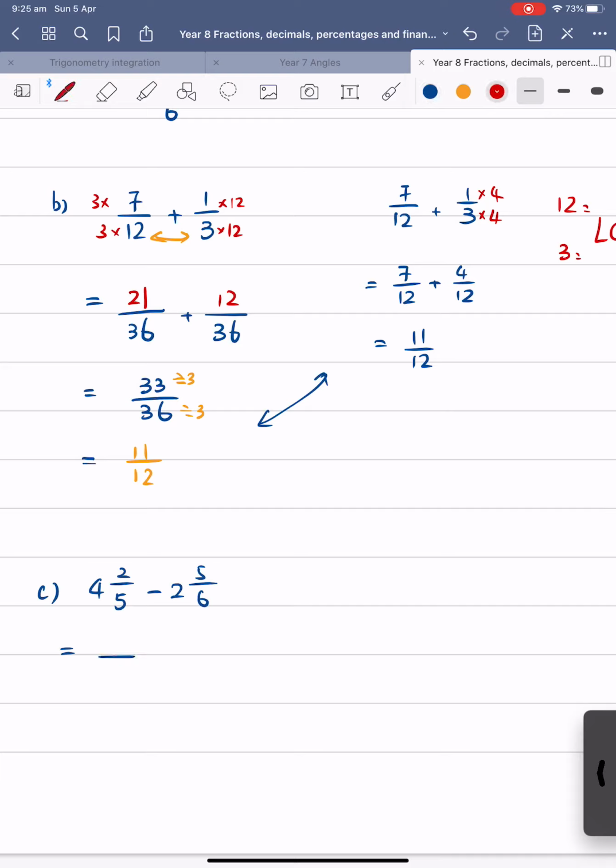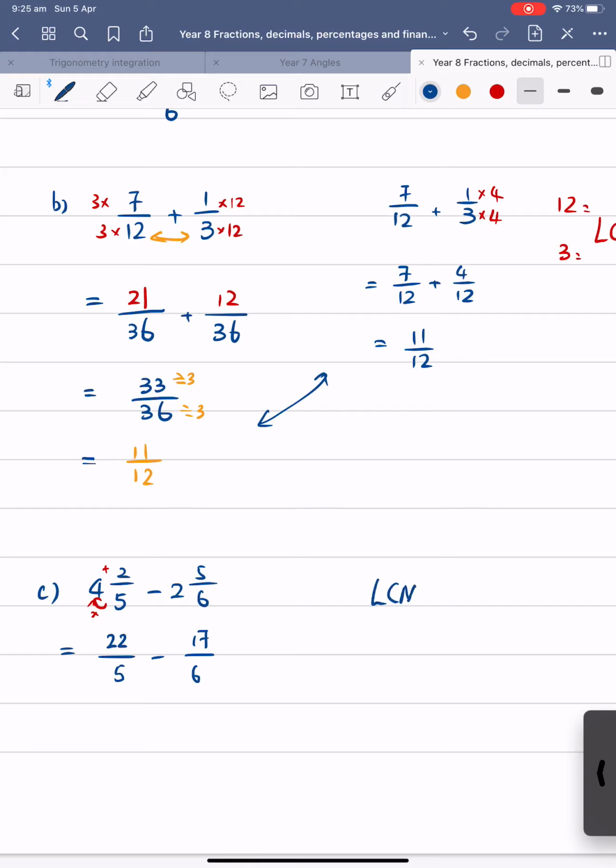So this is what you do. You multiply this 4 and 5 together, and then once you get the number, you add. So that's still 5. 4 times 5 is 20, 20 plus 2 is 22. Next one is 6. 6 times 2 is 12, 12 plus 5 is 17. Now you get 22/5 and 17/6.